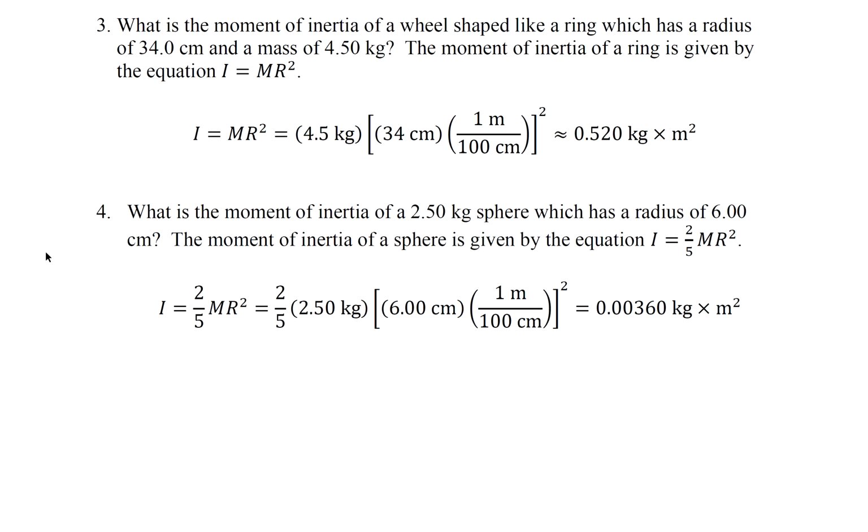Question 4. What is the moment of inertia of a 2.5 kilogram sphere which has a radius of 6 centimeters? The moment of inertia of a sphere is given by the equation 2/5 mr². So we get this.